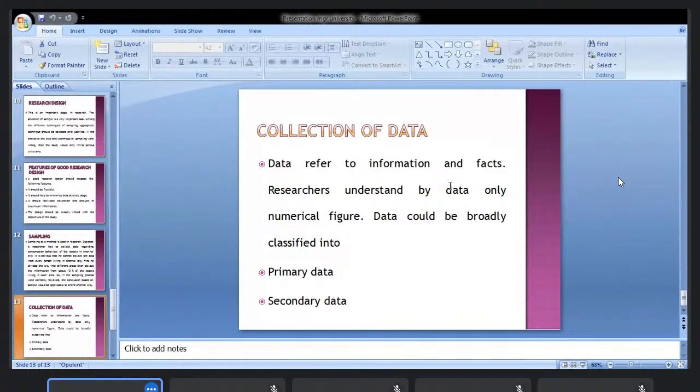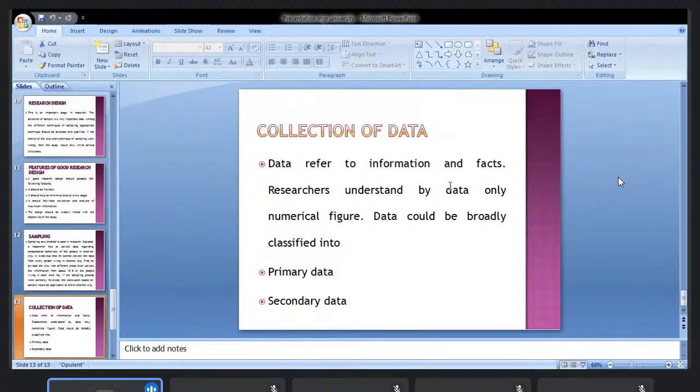Interview: whatever face-to-face interview you take is primary data. Observation: you observe any circumstance or situation, and that is primary data. Feedback form: you give a lecture and give a questionnaire, and you get a feedback form from the public. That is primary data. So these come under primary data.